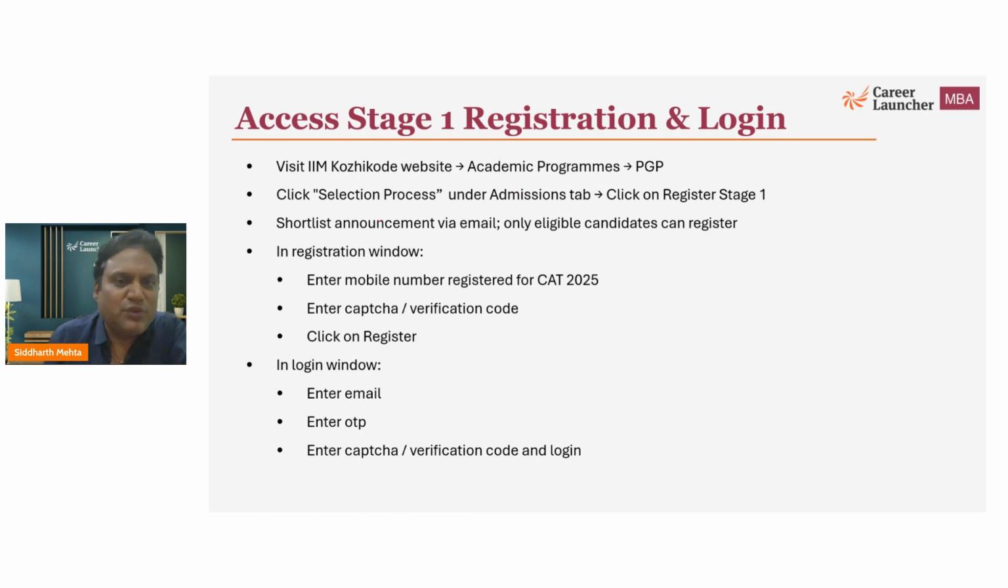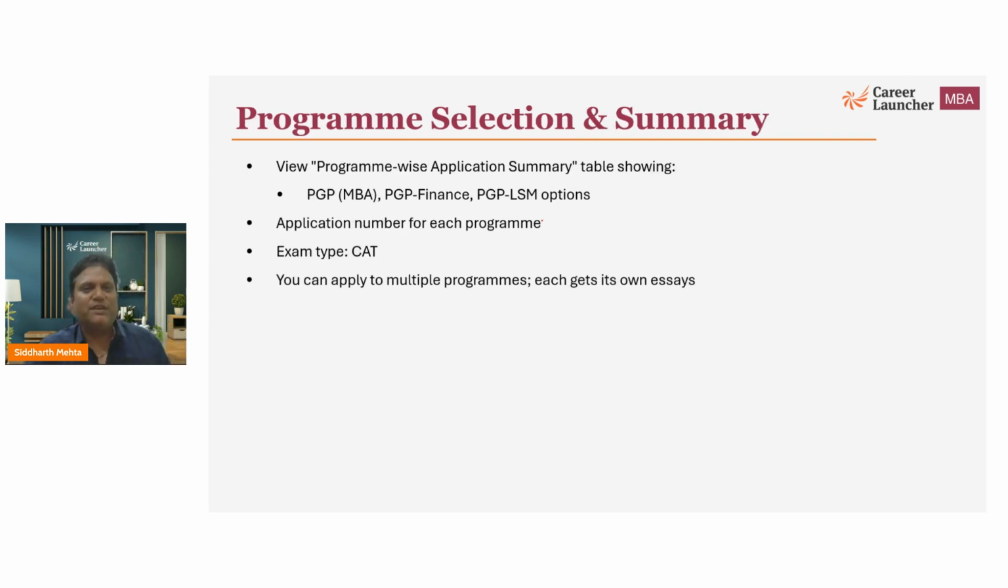I'm sure you would have done that. Visit the IIM Kozhikode website, select the academic programs, and then proceed. Right. So you will have to register once and then you have to log in. A very simple process. You must have done it several times before also. I'm not going to discuss a lot on registration and login. It's a very simple process.